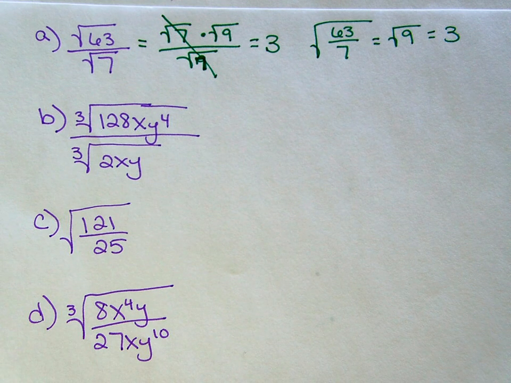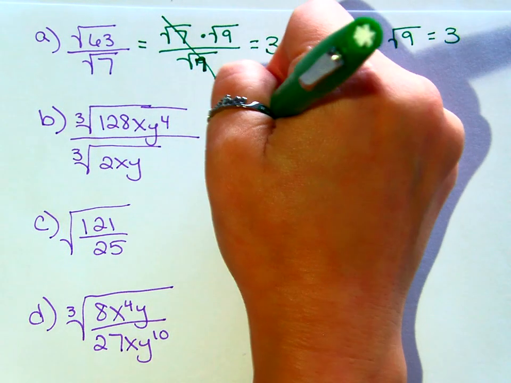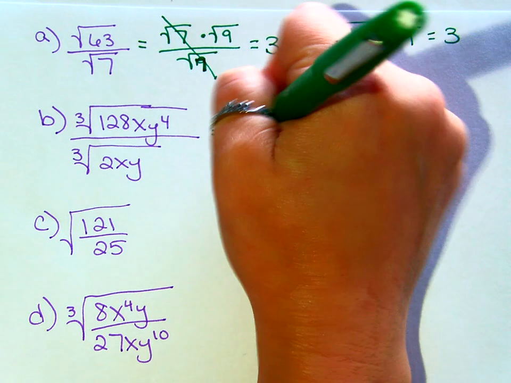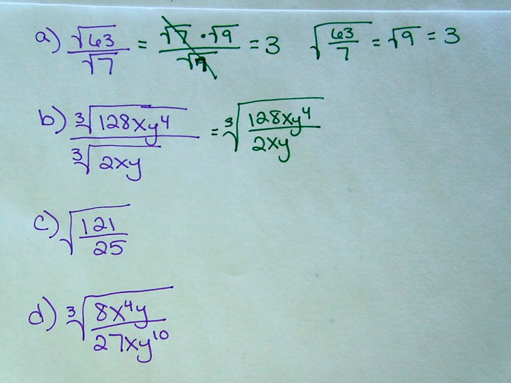B, we have the third root of 128 xy to the fourth over the third root of 2xy. Just looking at the denominator, I can't take the third root of 2xy. None of those are perfect cubes. So right there would be a good indicator that I need to apply my quotient rule and look at this all as one big fraction. So I bet stuff's going to simplify, and I'm going to have a perfect cube in here somewhere.